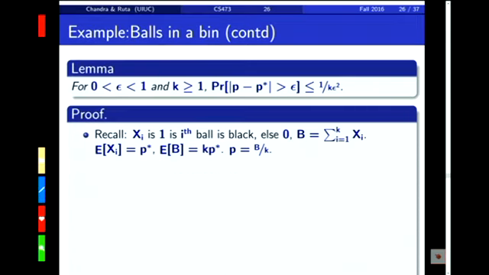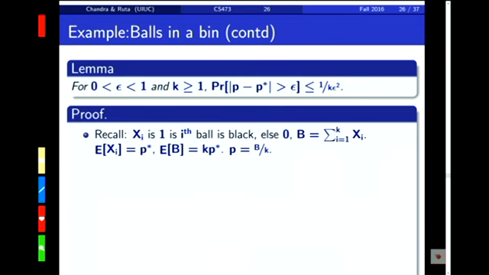Okay, so let's continue with that example. We have n balls in a bin, and I'm going to pick k out of them. If b turns out to be black, I'm going to say the fraction of black balls is b over k. The actual fraction is p star. I don't know what p star is, but I want to estimate it as closely as possible.